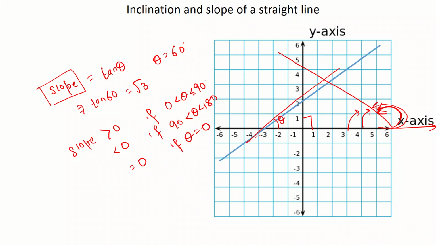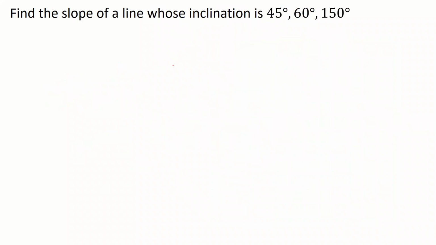Let's take a very simple question. Find the slope of a line whose inclination is 45 degree, 60 degree and 150 degree. So these are actually 3 questions. I'll be just doing the first one. You have to do the rest of the 2. The slope of a line whose inclination is 45 degrees. So if inclination is 45, then slope becomes tan of 45 degrees, which is equal to 1. That's my answer. Quite simple, right? Similarly, you have to do the other 2.